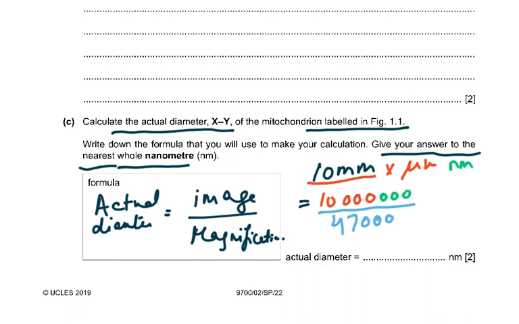Now the answer to that comes something like 212.7, 212.7. Now many of you would have written that, but actually it said to the nearest whole. So that would be 213 nanometer. So I mean, all these 2 marks, if you lost those 2 marks, it would be very sad because these are marks which you shouldn't lose at all.